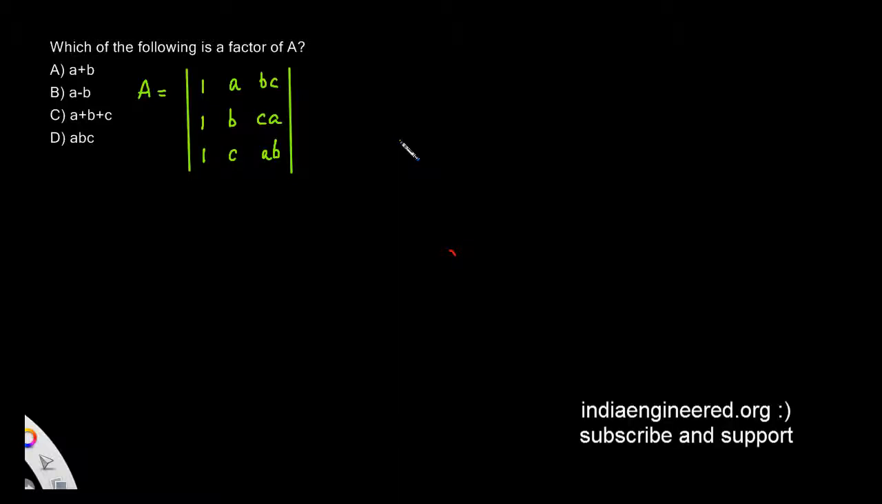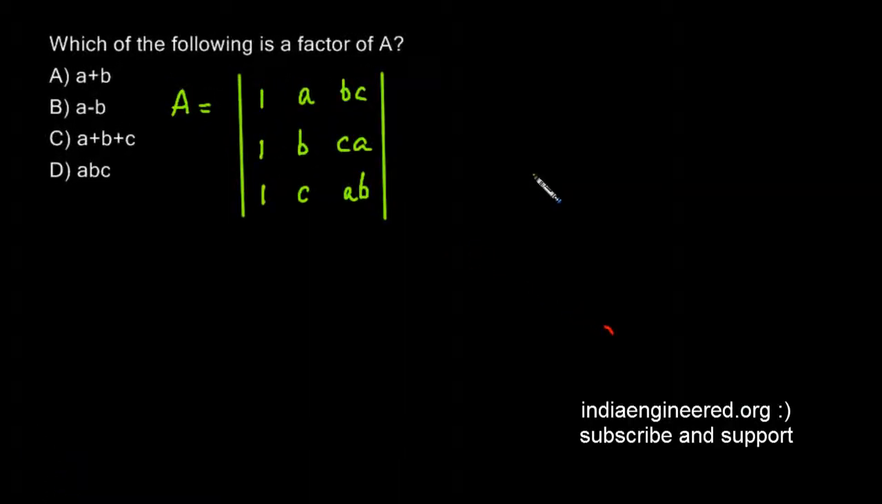We are asked which of the following is a factor of the determinant A. Now to solve this, it is better that we do some elementary row operations and make this determinant a little bit more compact. Let's say I am going to do R2 equal to R2 minus R1 and R3 equal to R3 minus R1.